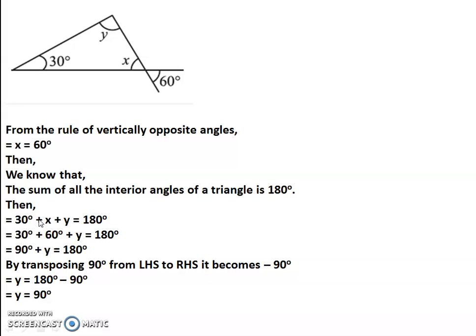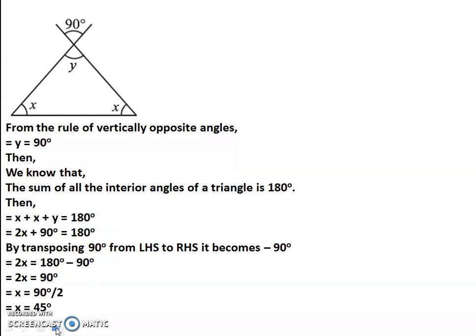Transposing this 90 degree to the RHS, what will it become? It will become minus 90 degree. So, y is equal to 180 degree minus 90 degree. That is, y is equal to 90 degree. Hope you understood the concepts clearly.